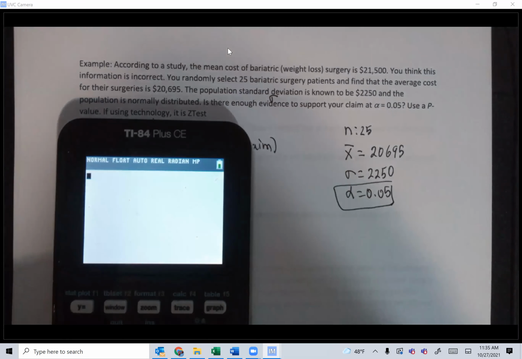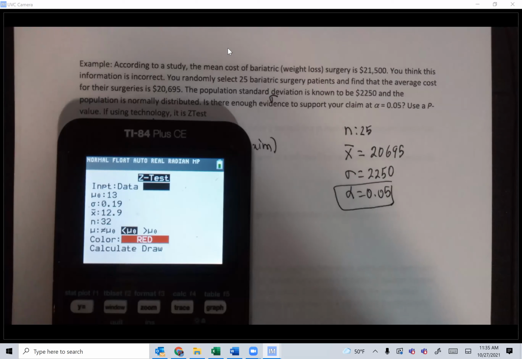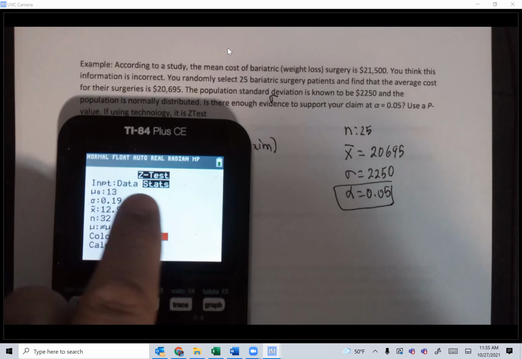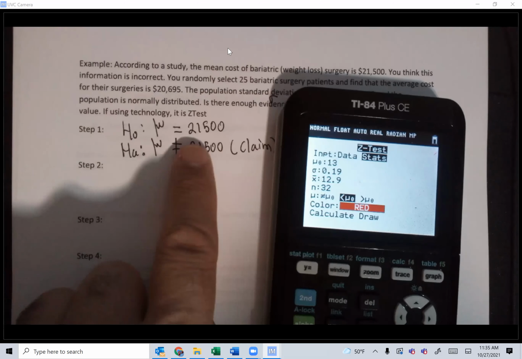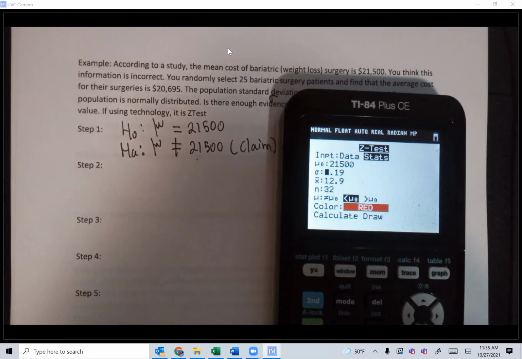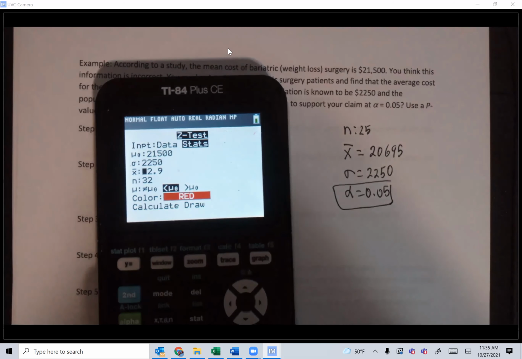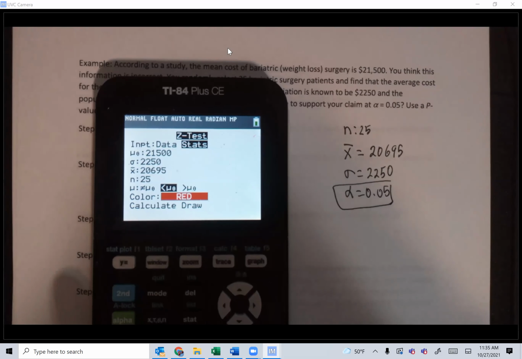I will allow you guys, when you use the p-value method, just to use a calculator throughout, so that will be fine. Z-test, okay. We haven't used data yet, when he gives us raw data, but he's given us summaries now. So mu0, guys, you have to put the value, assuming that the null hypothesis is true until proven otherwise. So it's 21,500. Sigma is 2250. X bar, guys, is 20,695. N is 25. Any questions so far, guys?